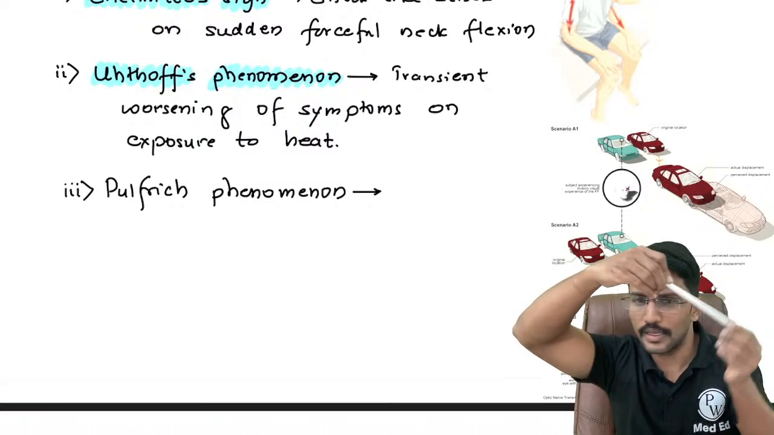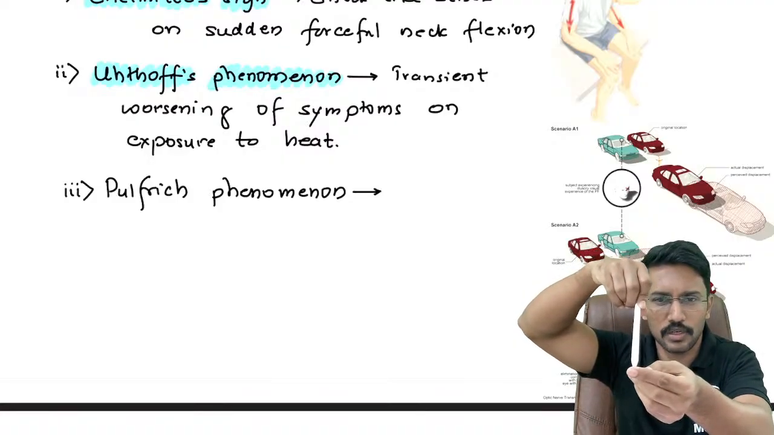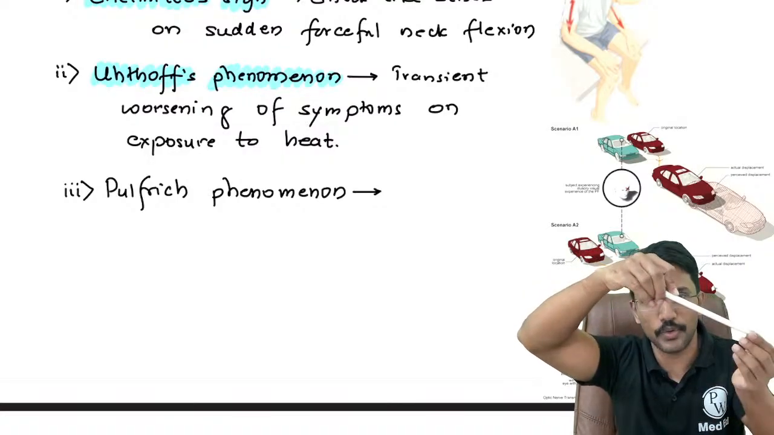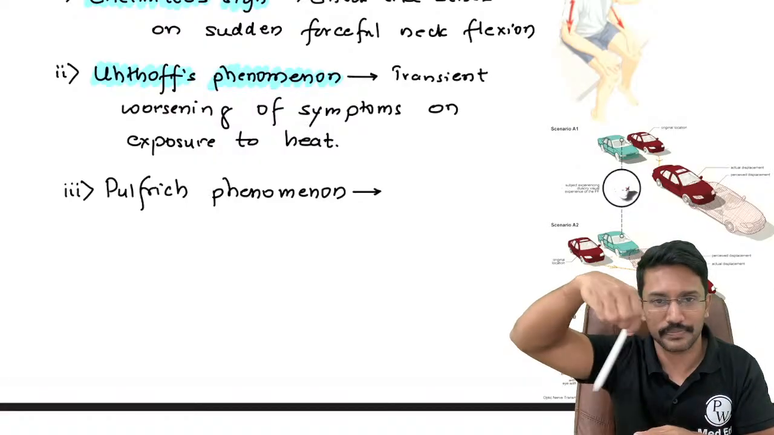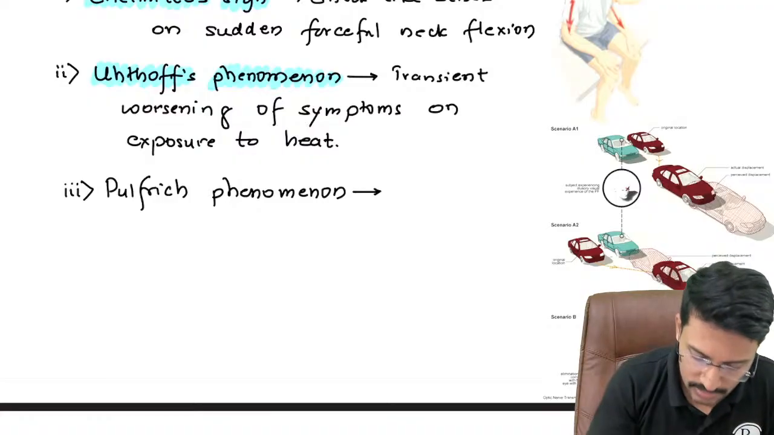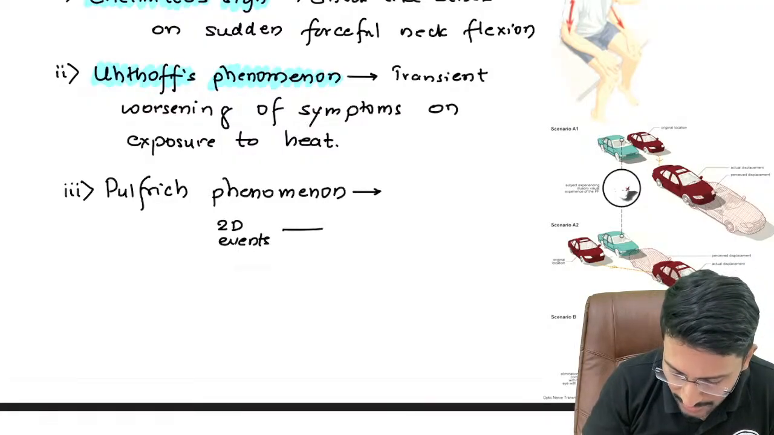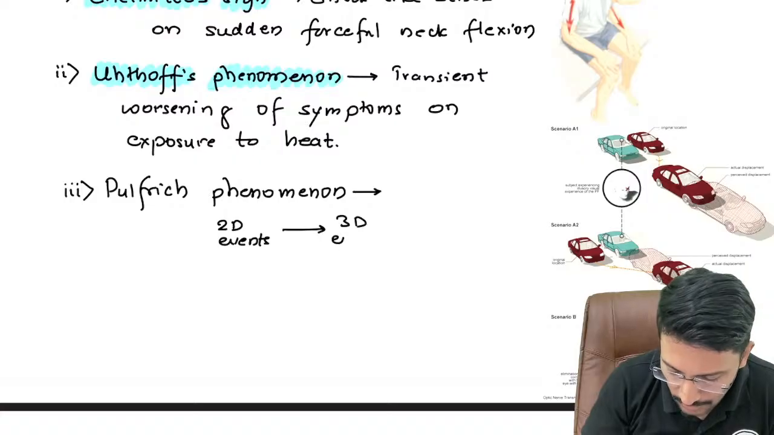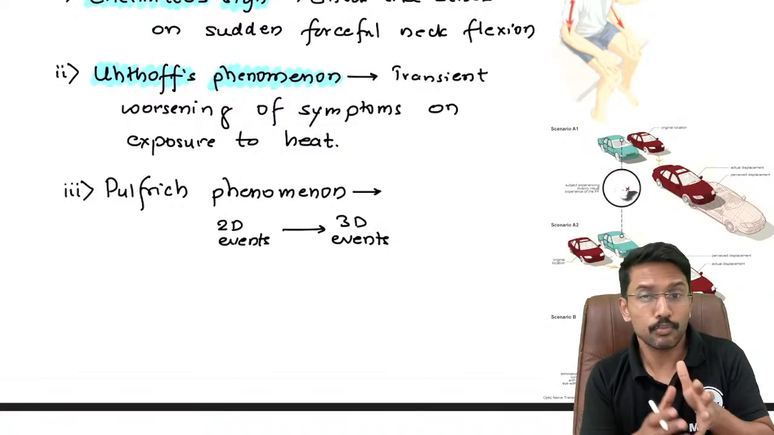So what will it look like? Left and right movement is obviously there, but it also looks like the pendulum is coming towards the observer and then going away. So there is also to and fro as well as left and right movement. This phenomenon is what we call as Pulfrich phenomenon. So in simple words, what is it? 2-dimensional events or imagery appearing as 3-dimensional events as imagery. This is what we call as Pulfrich phenomenon.